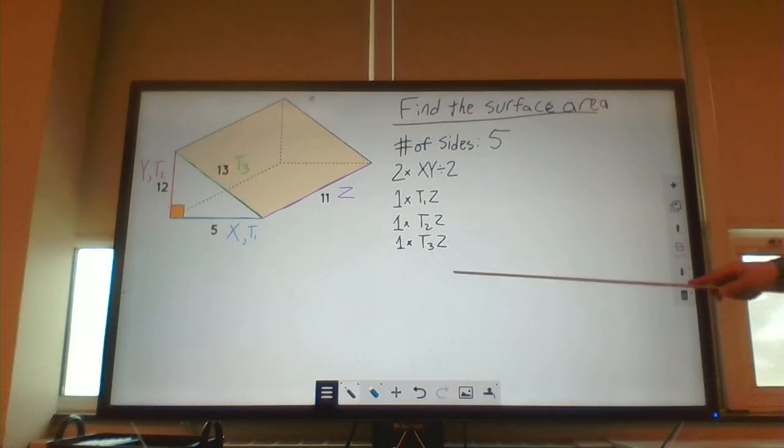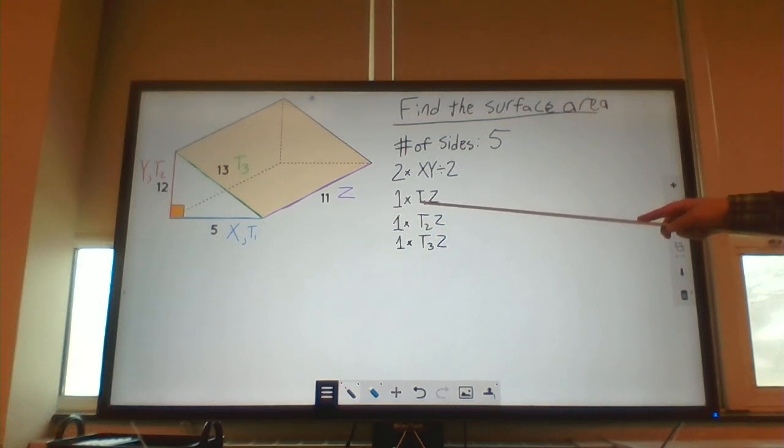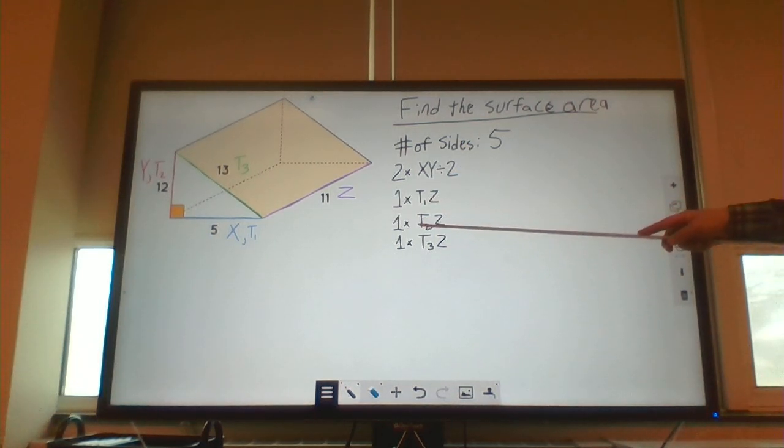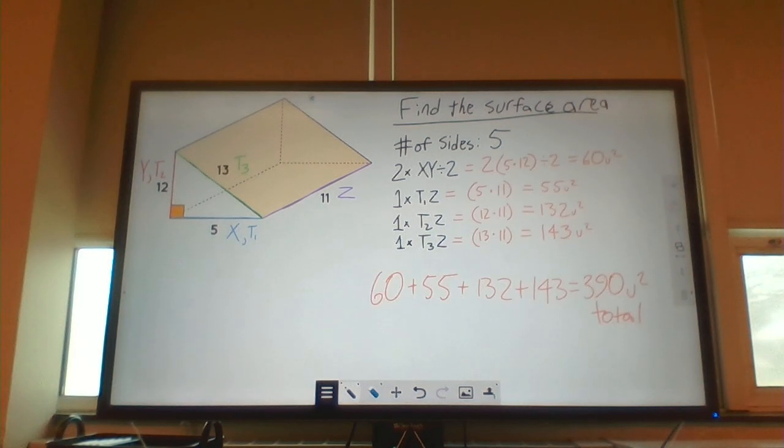So here are our formulas. We've got the two bases, which are x times y divided by 2. And then we've got our three rectangles. We've got triangle side 1 times z, triangle side 2 times z, and triangle side 3 times z. Go ahead and do the calculations. So the area of each base turns out to be 30 square units, but since we have two of them, we end up with 60 square units altogether.